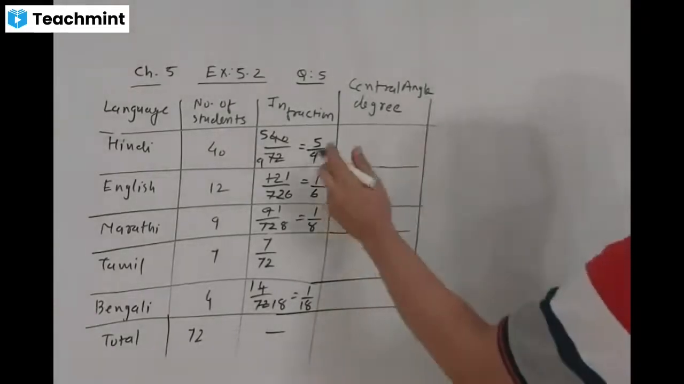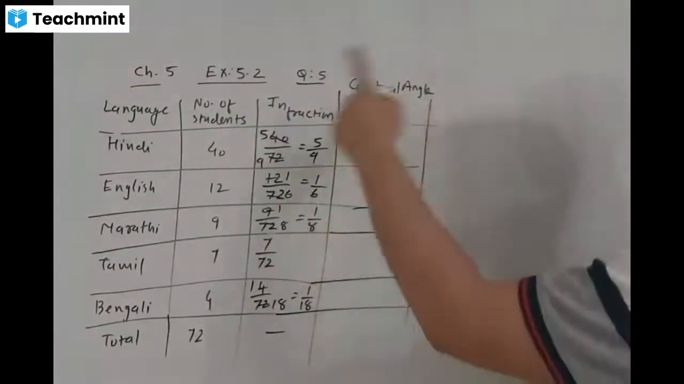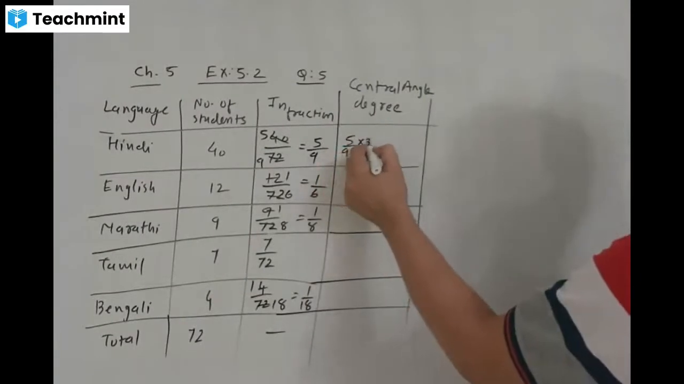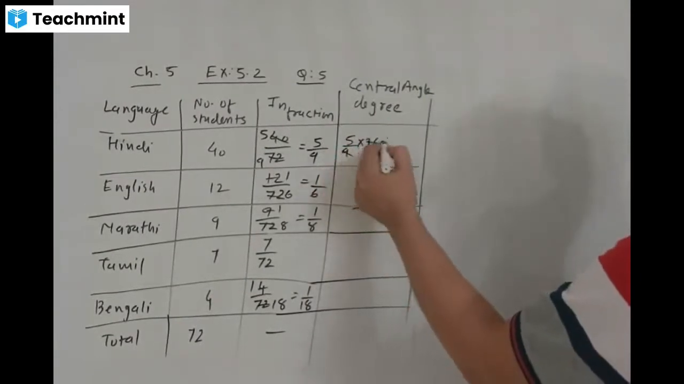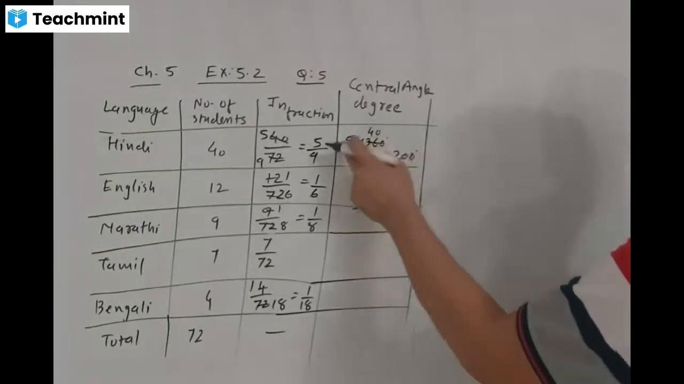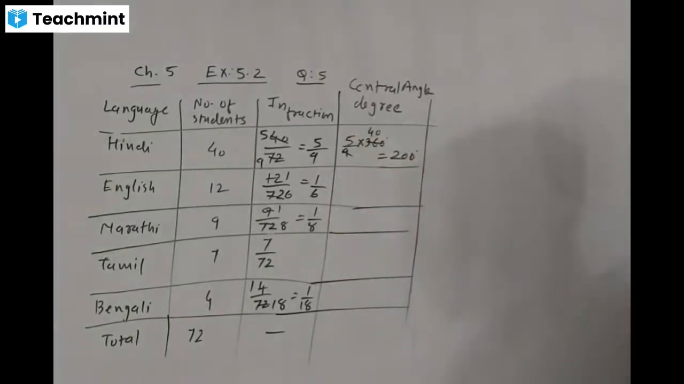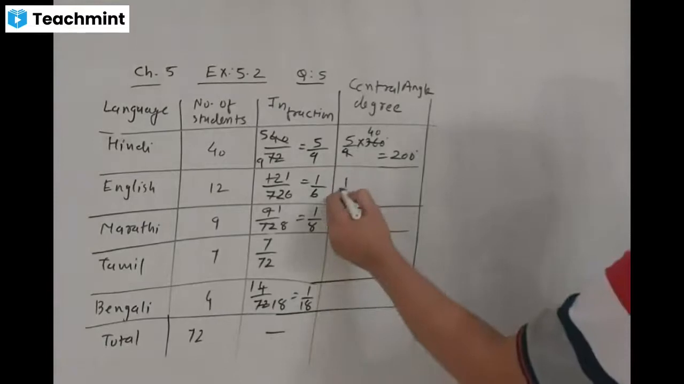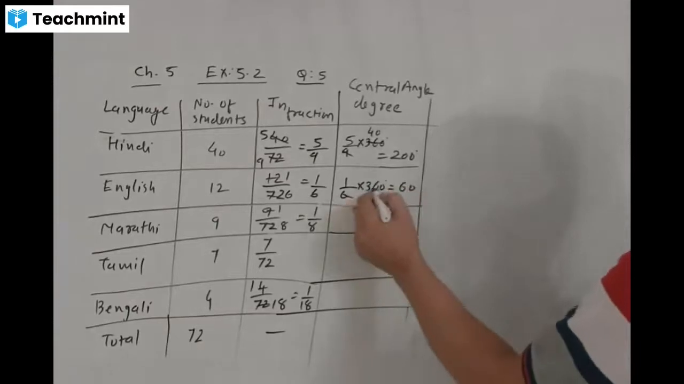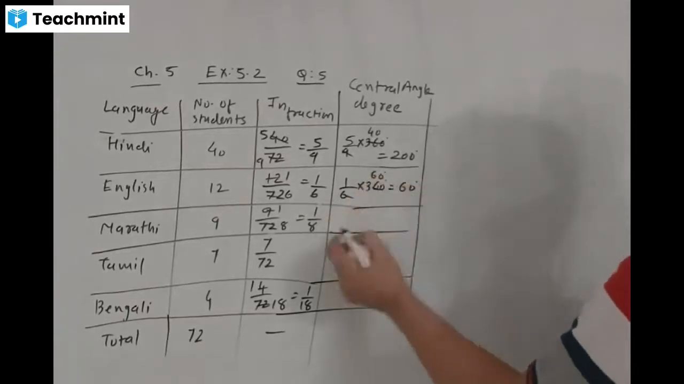And the central angle, the whole angle, is 360. So the fraction is multiplied with 360. 5 by 9 into 360: that angle is 200. 40 into 5, that is 200. Okay. 1 by 6, each fraction multiplied with 360, is equal to 60 degrees.